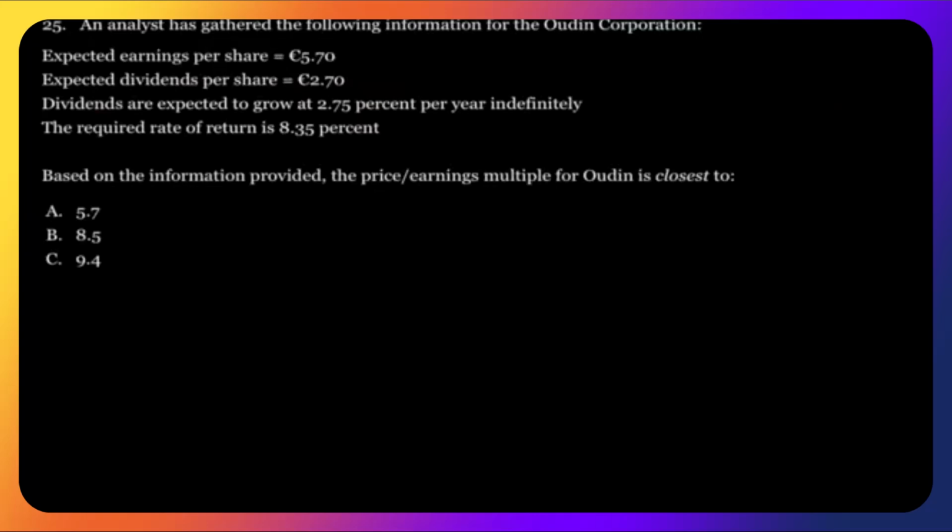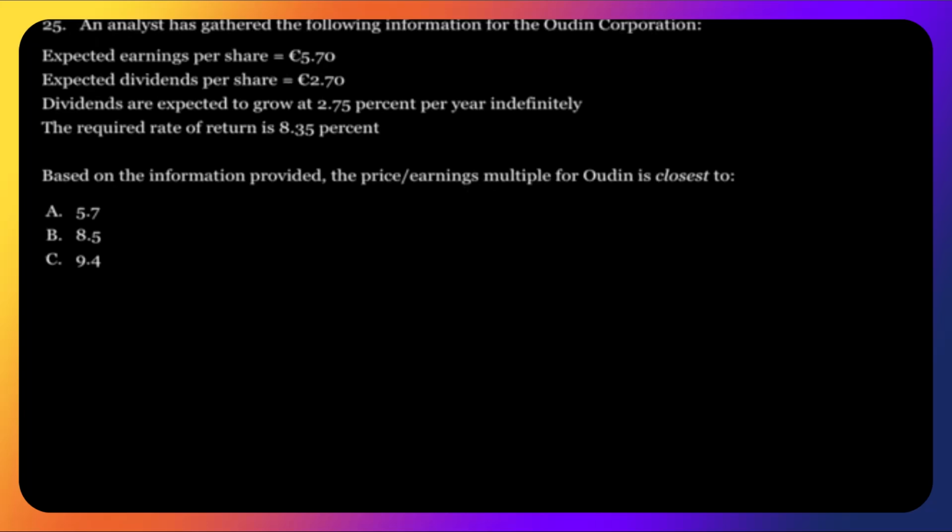25. An analyst has gathered the following information for the Odin Corporation. Expected earnings per share, $5.70. Expected dividends per share, $2.70. Dividends are expected to grow at 2.75% per year indefinitely. The required rate of return is 8.35%. Based on the information provided, the PE multiple for Odin is closest to.